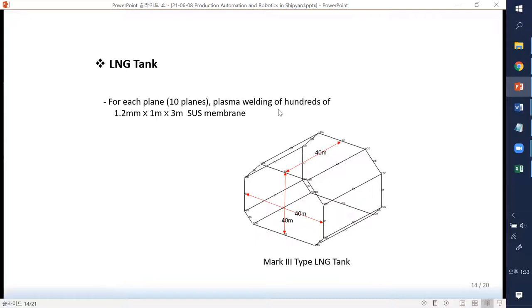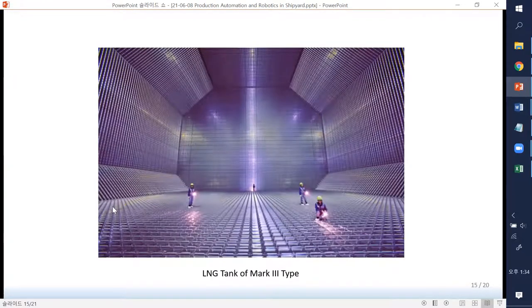And we need to have plasma welding of hundreds of membranes. Because this LNG tank has very thin stainless steel, so the welding is very tough work. And so they have a welding robot of a spider type. Then this looks like a real picture, including a human body. So Mark III type LNG tank of size of 40 meter each. So it's very big, right?